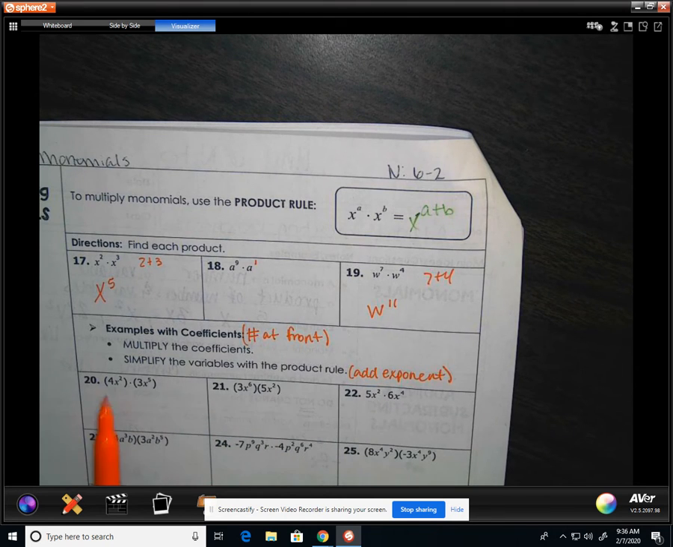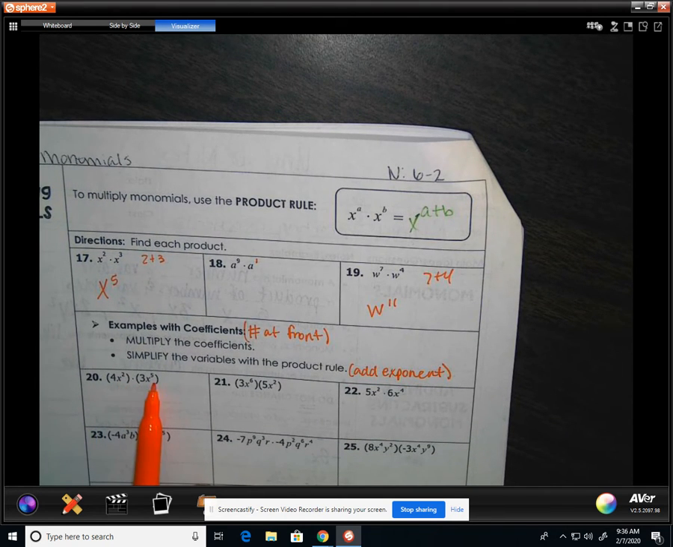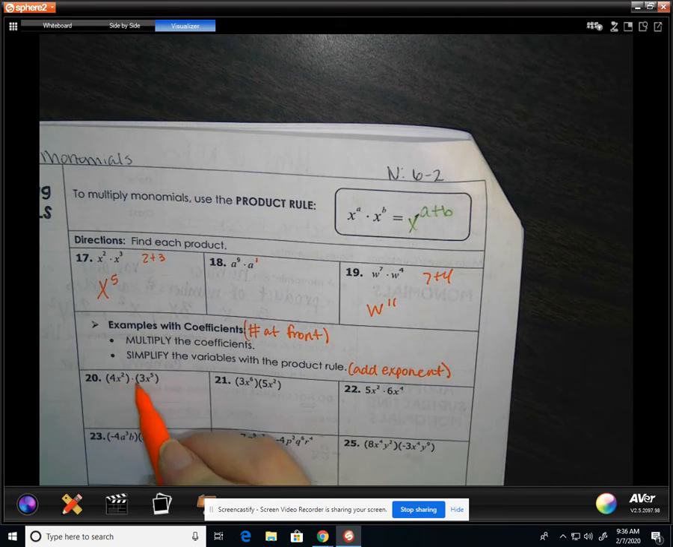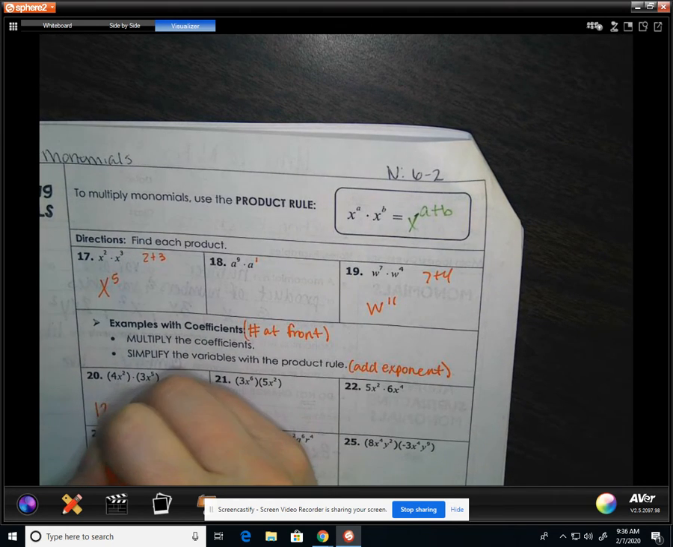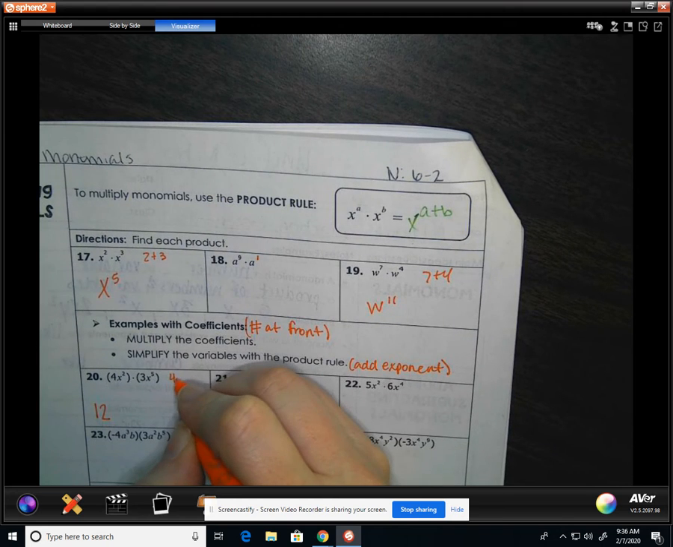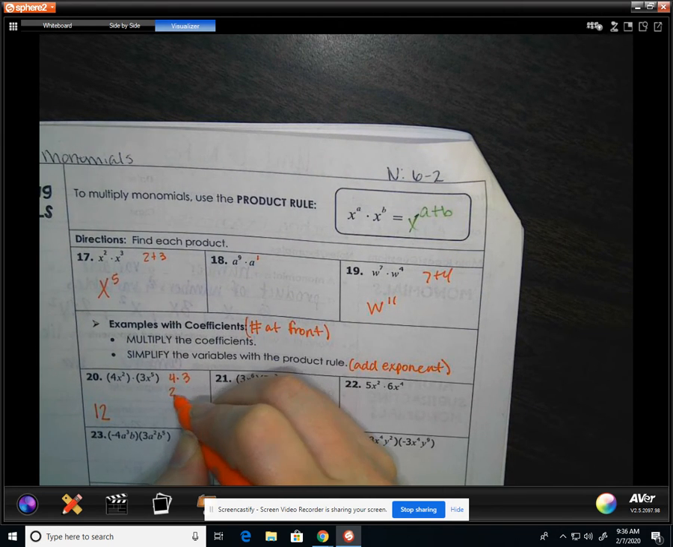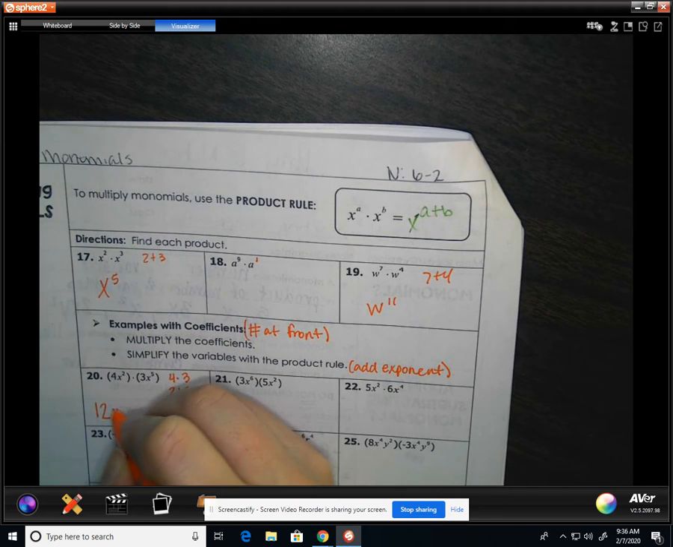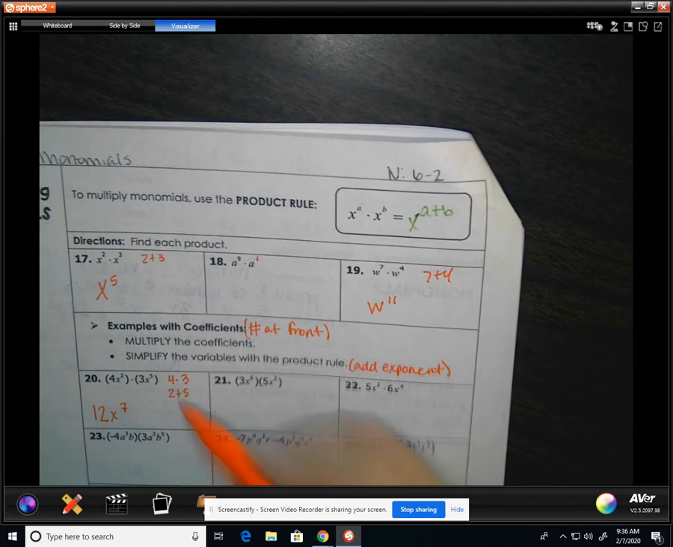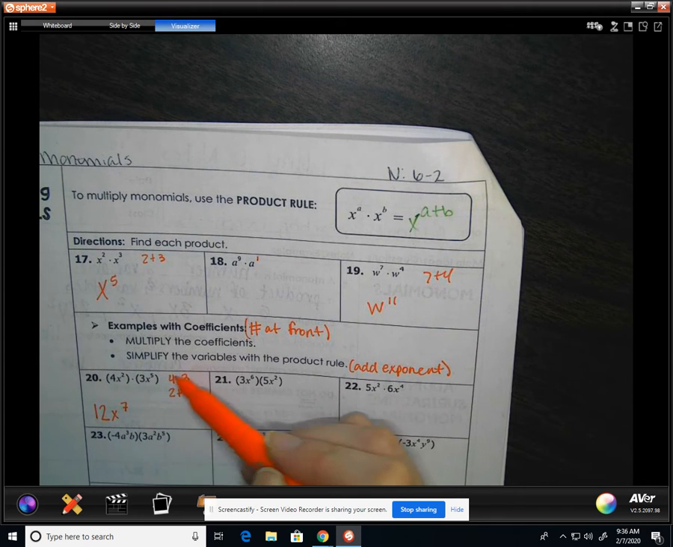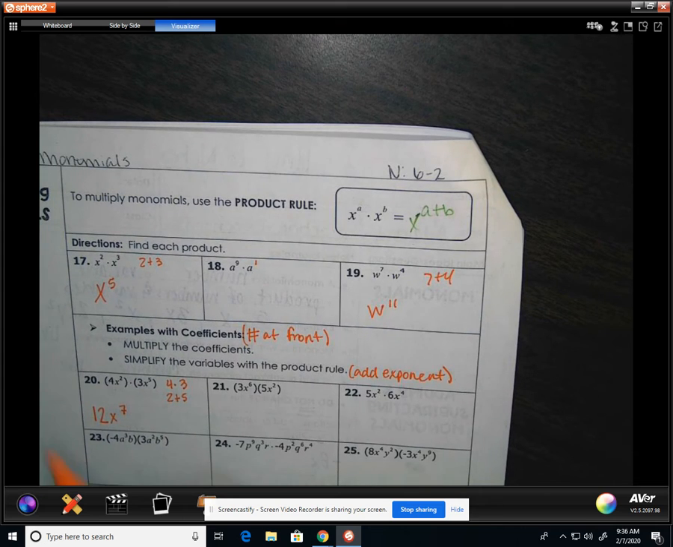So if I have 4x squared times 3x to the fifth, the first thing that I am going to do is 4 times 3. Well, 4 times 3 is 12. And then I take my letters, so I have 2, and I add it to 5, and that gives me 7. I'm not going to write this every time, but just showing you 4 times 3 coefficients, 2 plus 5 exponents. My final answer would be 12x to the 7th.